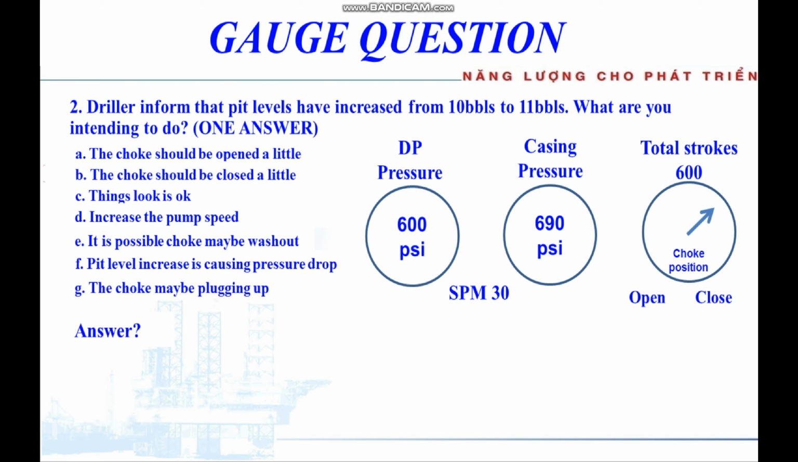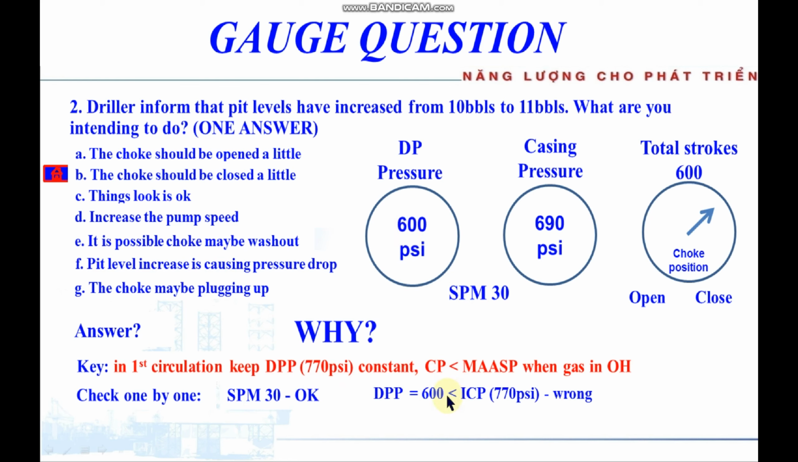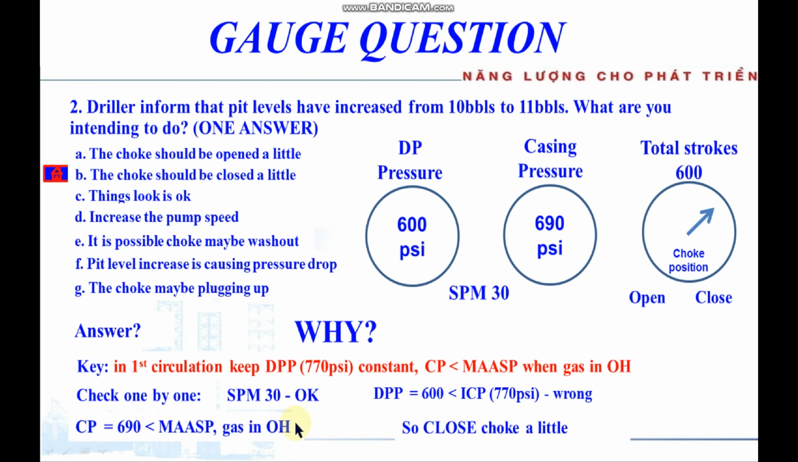Answer. Which one is the answer? B. The choke should be closed a little. Why? Key: this is still the first circulation, so keep drill pipe pressure constant. Casing pressure is less than max when gas is overhead. Check one by one. Choke pump 30, okay. Your drill pipe pressure 600 is less than ICP, so something is wrong. Casing pressure less than max with gas overhead is okay. So, close the choke a little bit to bring up the pressure.